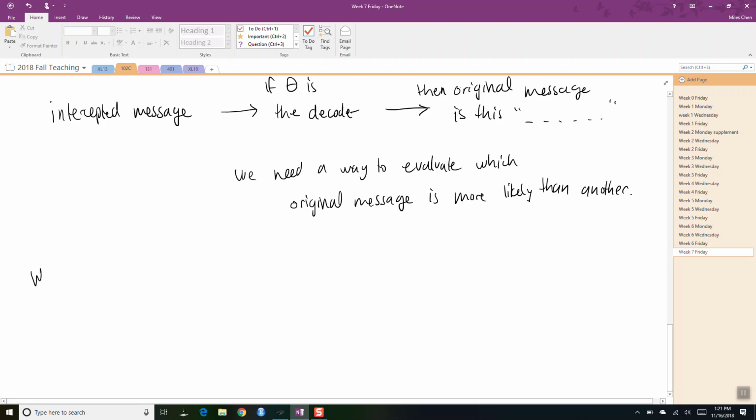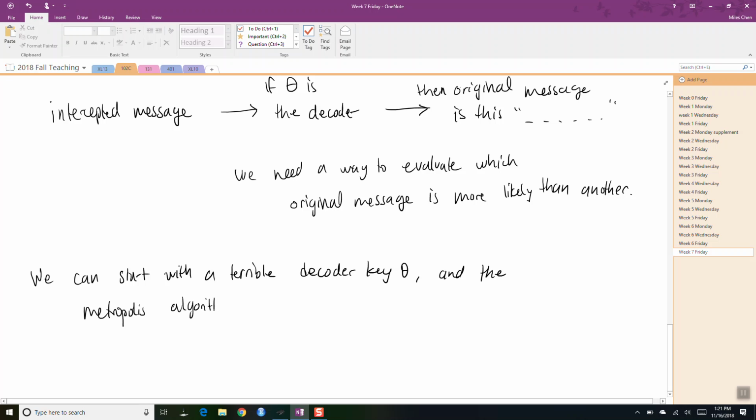So we can start with a terrible decoder key, theta, okay? And the Metropolis algorithm favors moving towards areas of higher probability.